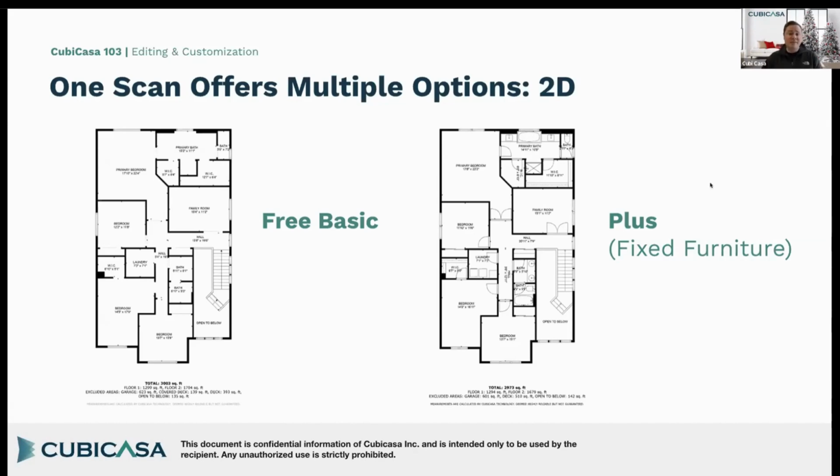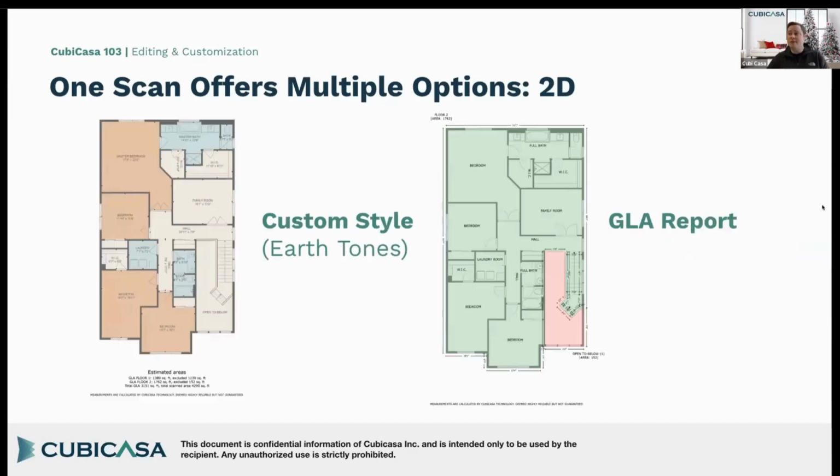So fixed furniture is kind of the key piece of the Plus package, but the Plus floor plans also include a number of different things. One more option is the availability to create custom styles. So that's what we're going to look at today. This example here on the left-hand side shows one of our pre-made templates that you'll be able to choose from in earth tones, but you can go in and create completely custom styles.